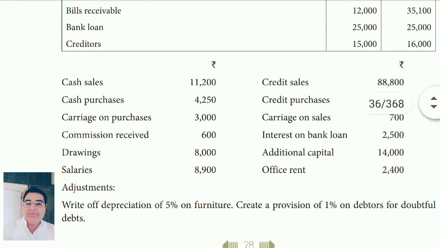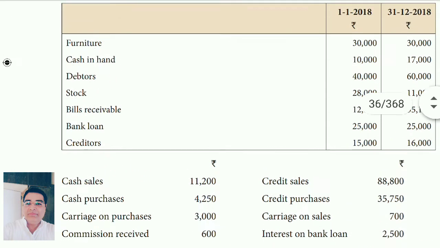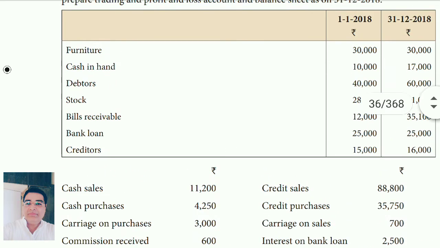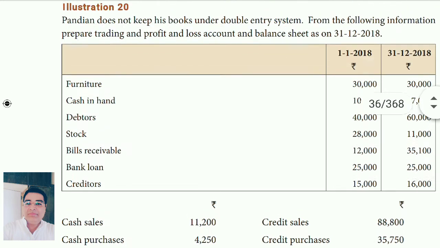In this sum, see the last line, it has been mentioned: write off depreciation 5% on furniture. So from furniture there is one adjustment, and provision 1% on debtors for doubtful debts. So from sundry debtors 1% we have to reduce. So only two adjustments are there, furniture and debtors. So now see the question.